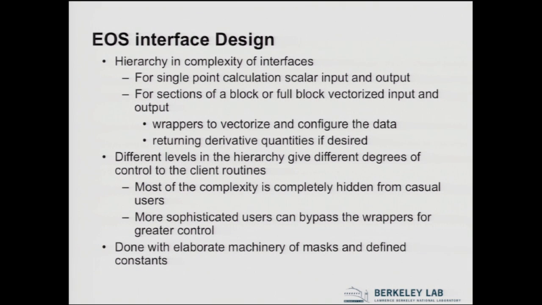So what we did was we decided to have a hierarchy of the complexity of interfaces. The first thing we did was we said the one interface has to be that you provide your input quantities and you get your output quantities straight away as arguments. And that interface is there. And under that, all of the computational complexity of that equation of state can be hidden.